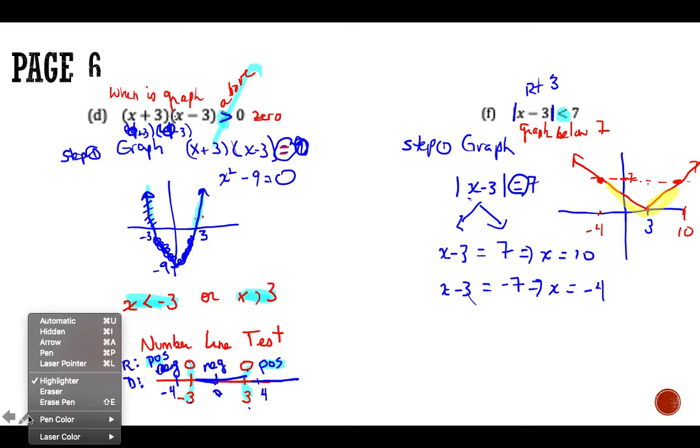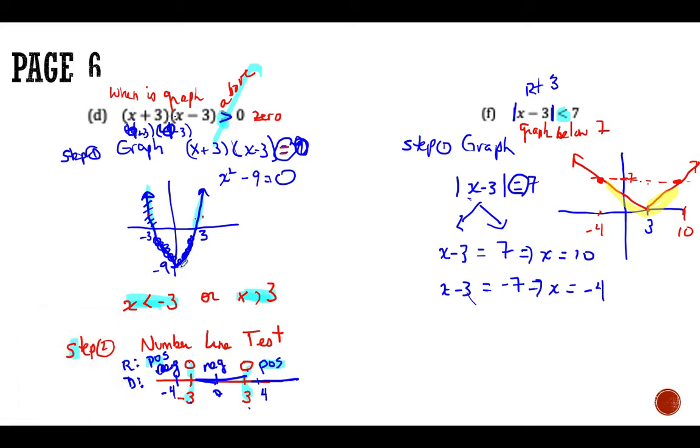Notice that, unlike this problem where my answer was 2 separate pieces of the graph, this time my answer is one continuous piece. So instead, my answer is x is between -4 and 10. One solid shading, one statement. 2 separate shadings, 2 separate statements.